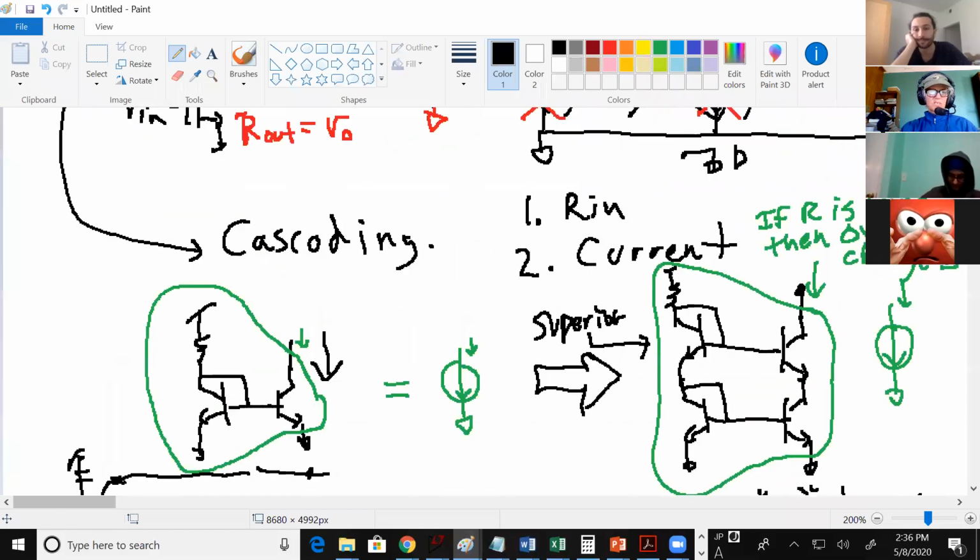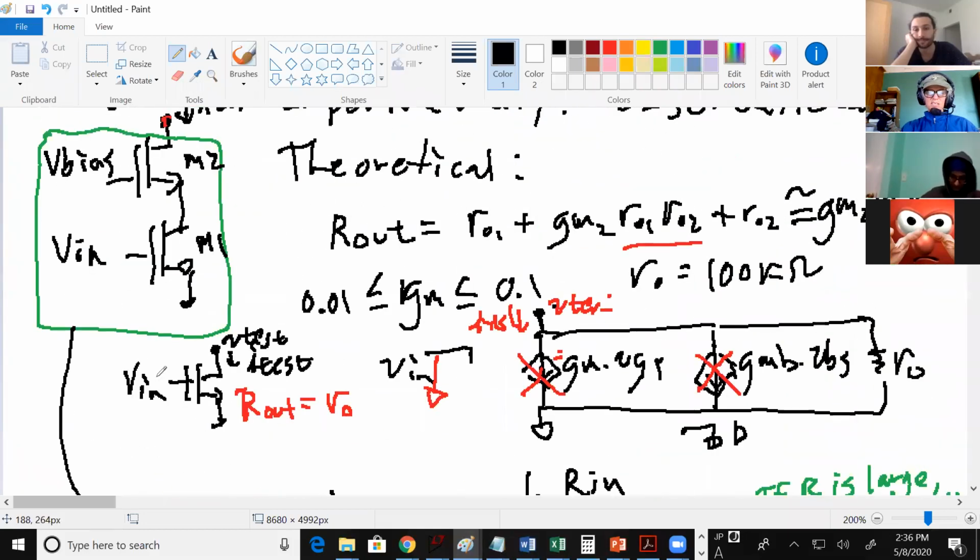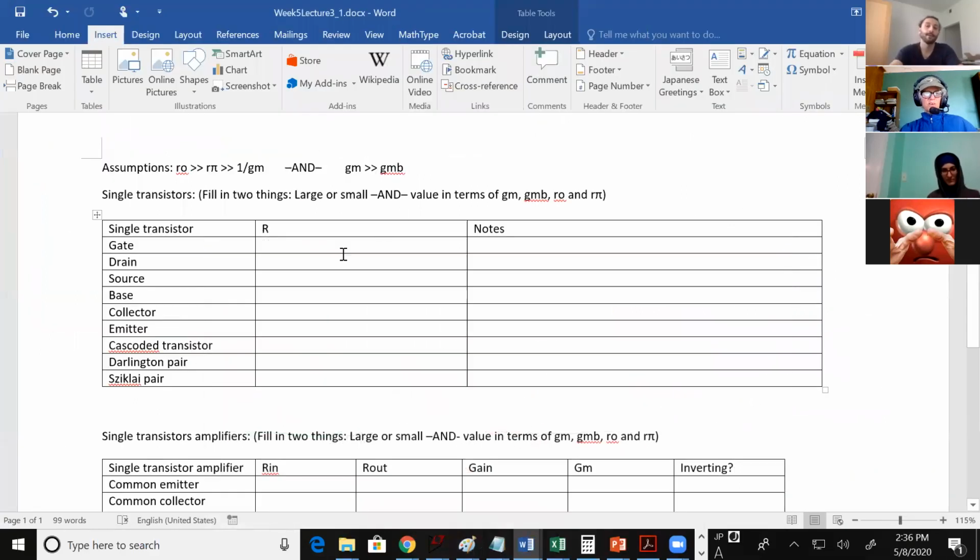So last time we looked at just a single transistor, and we looked at the resistance at this node. And we found that to be R out. So we can fill in 1 right there. So for the drain, it was RO. And I thought we did the collector too. Does anybody remember what the collector was?